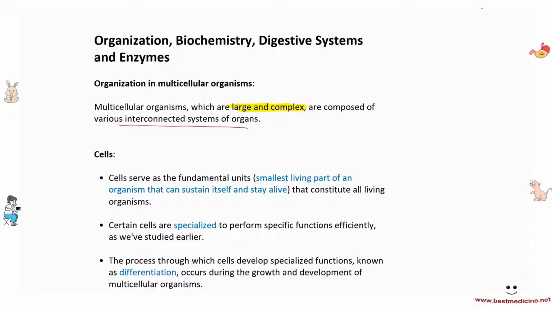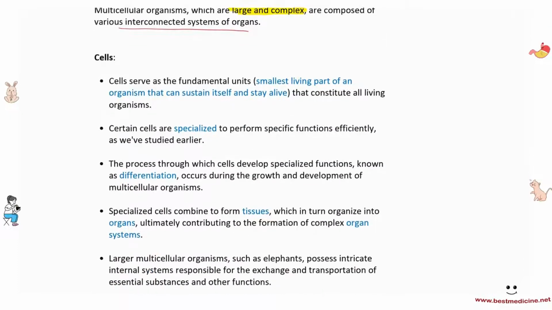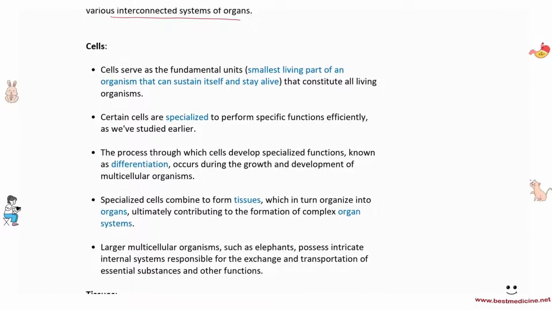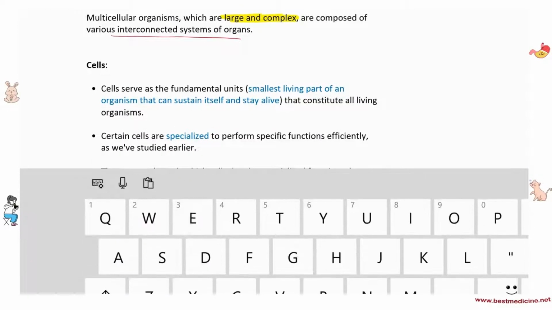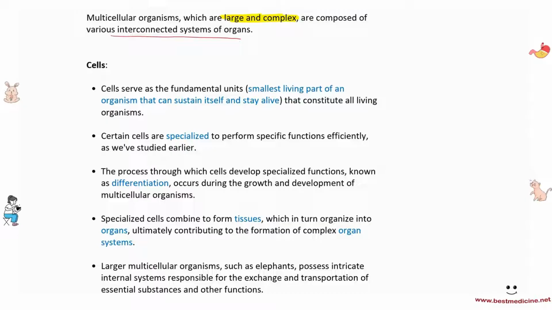So let's begin from the very beginning. Cells. Cells serve as fundamental units, right? We've already studied what they're made up of, how they look, and how they can become specialized. So cells serve as the fundamental units because these are the smallest living part of an organism that can sustain itself and stay alive, right?